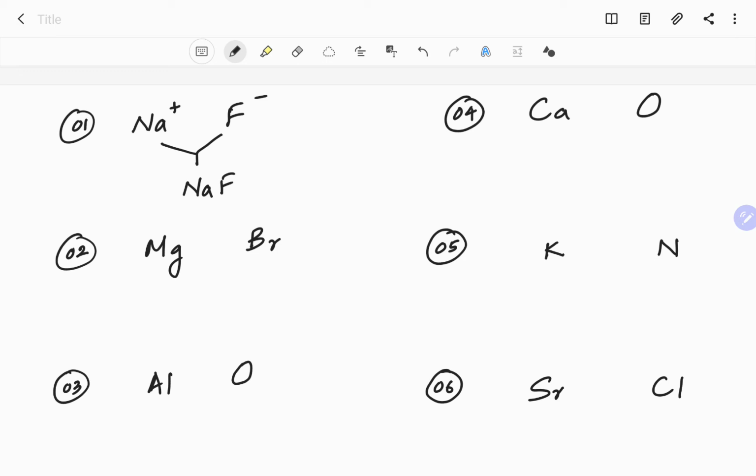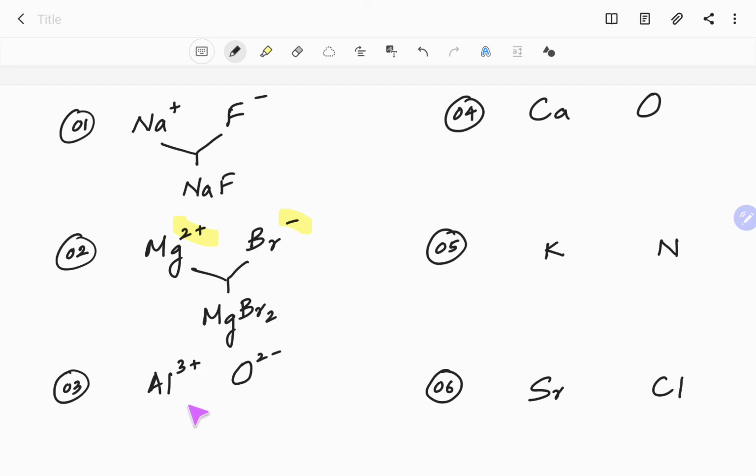All right, next up is magnesium and bromide, Mg2+ and Br minus. For the chemical formula, you will write magnesium first. You swap the charges. Magnesium gets the number from bromine, so it is a 1. Don't write it. Bromine gets number 2, so Br2. Magnesium bromide, MgBr2.